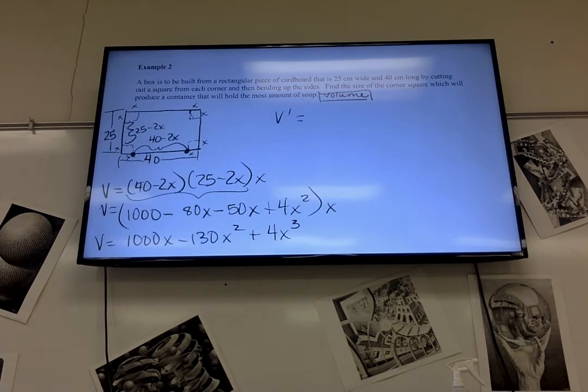V prime, taking the derivative. You're going to differentiate it. So that's 1000 minus 260x plus 12x squared. I can factor out a 4.